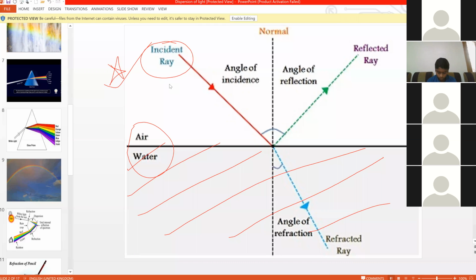Dispersion of light you will understand, I'll explain after 5 minutes. First of all, we will focus only on refraction, right? What we have to understand from refraction is, when light is passing from one medium to another medium, there is a slight bend to the light ray. So this bending of light when traveling from one medium to another medium is called refraction.